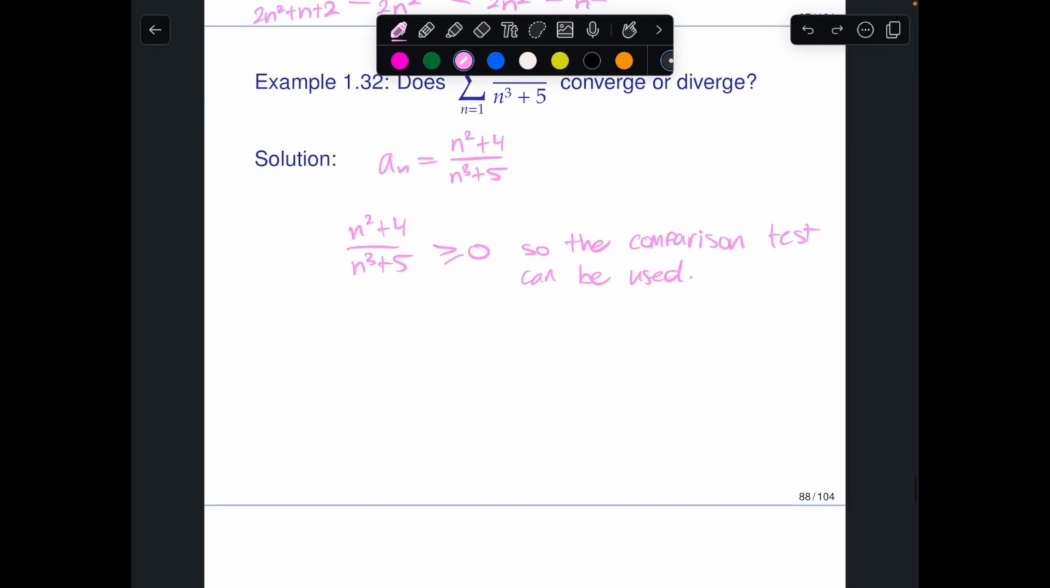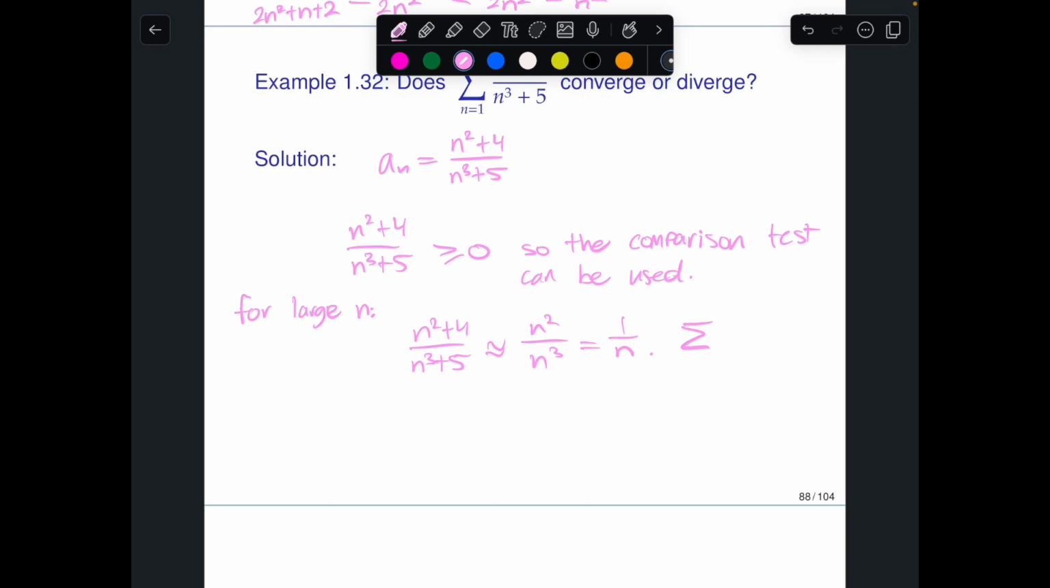Now, first you want to figure out what kind of direction you want to go in with your inequalities. To do that, you just go for large n and have a look. n squared plus 4 over n cubed plus 5. You can ignore the constant terms for large n, because when n is really big, plus 4 plus 5 isn't going to make a difference. So this is roughly equal to n squared over n cubed, which is equivalent to 1 over n.